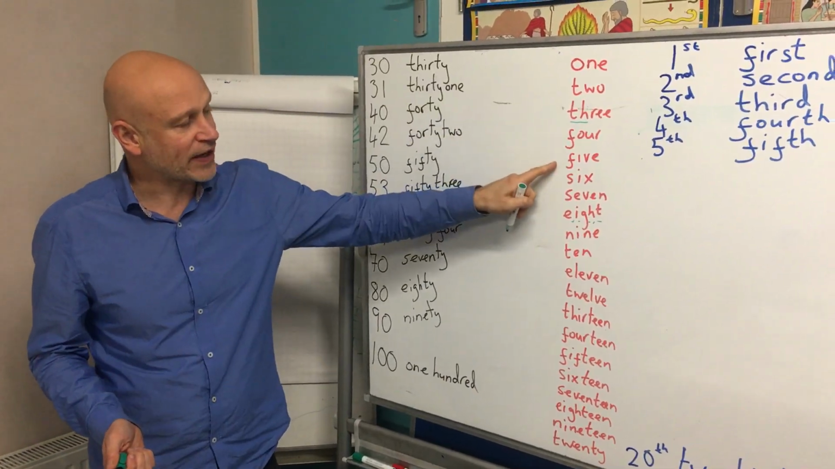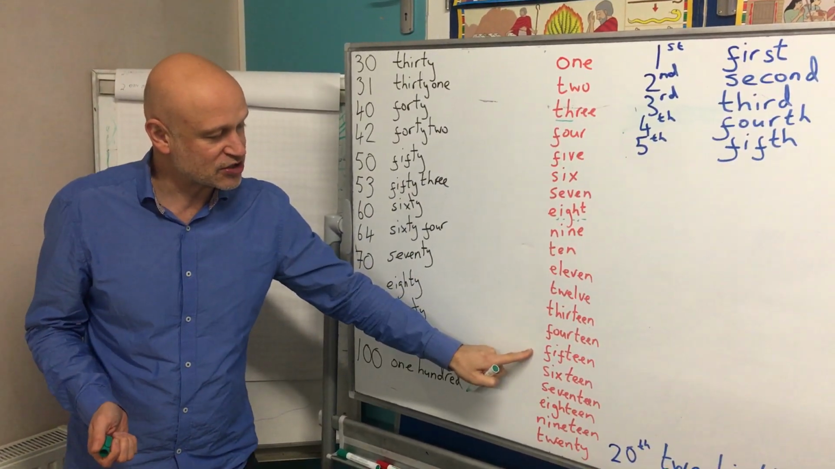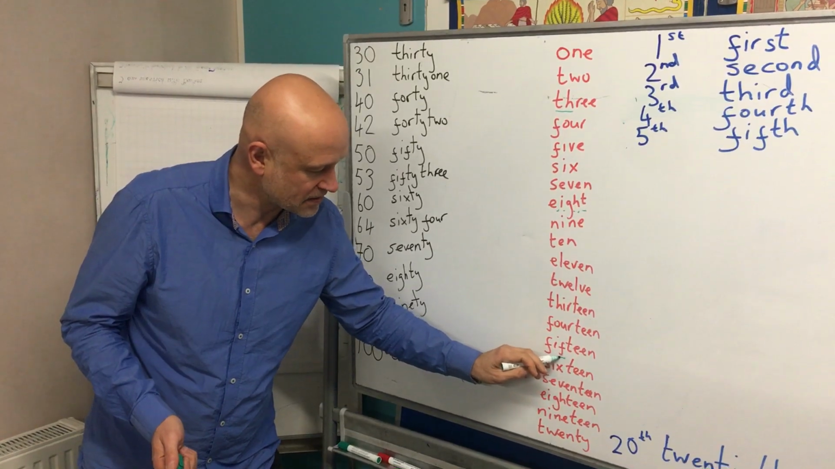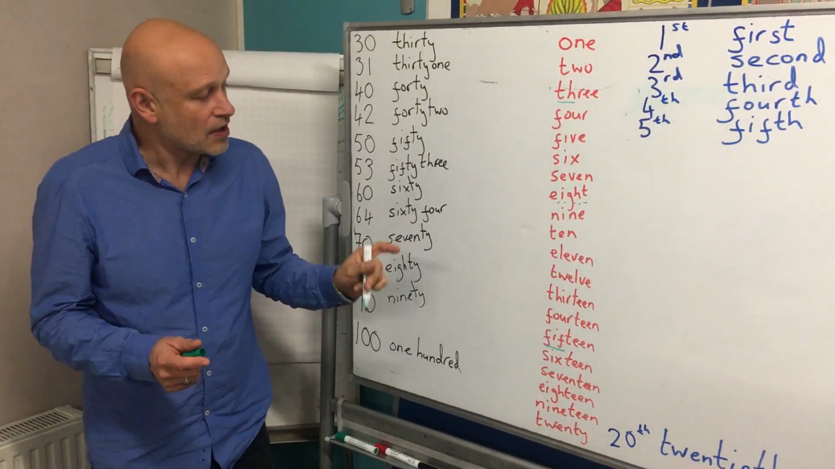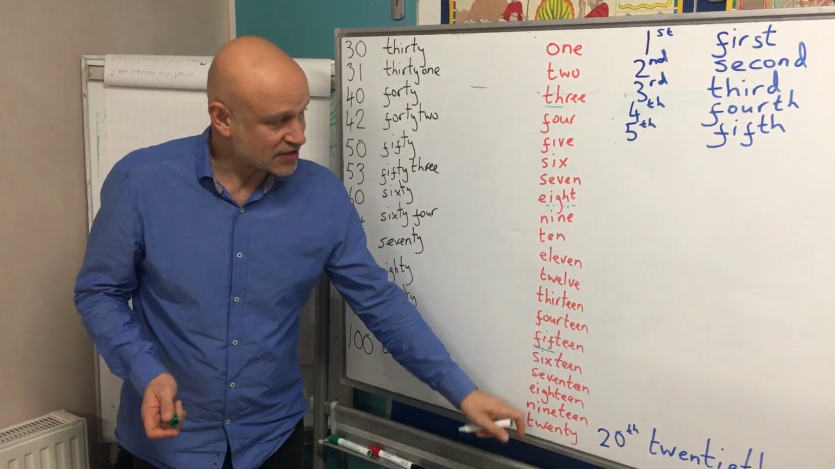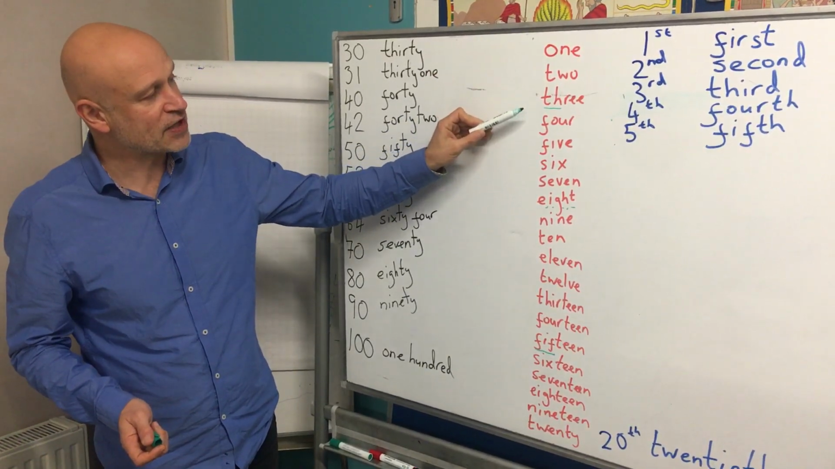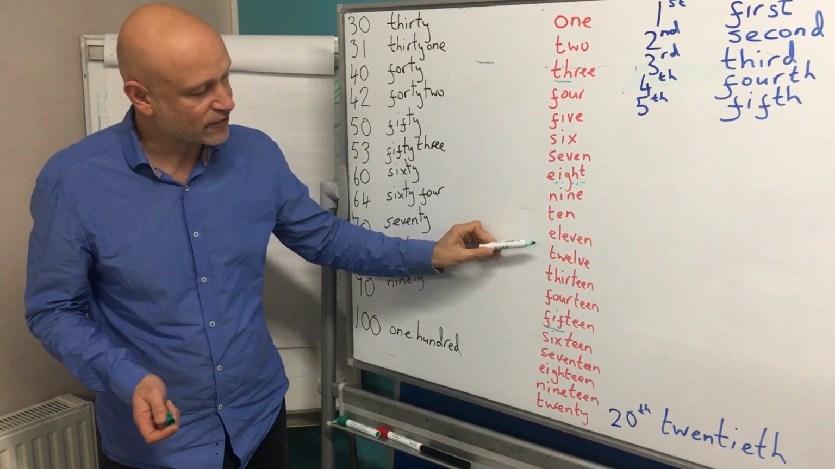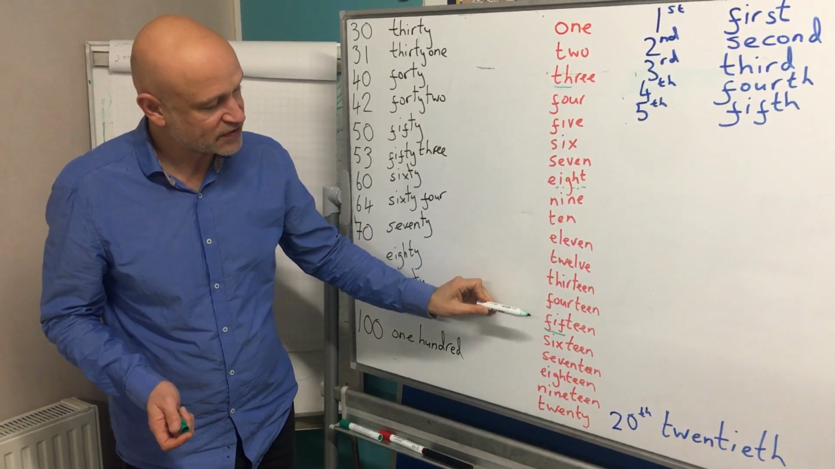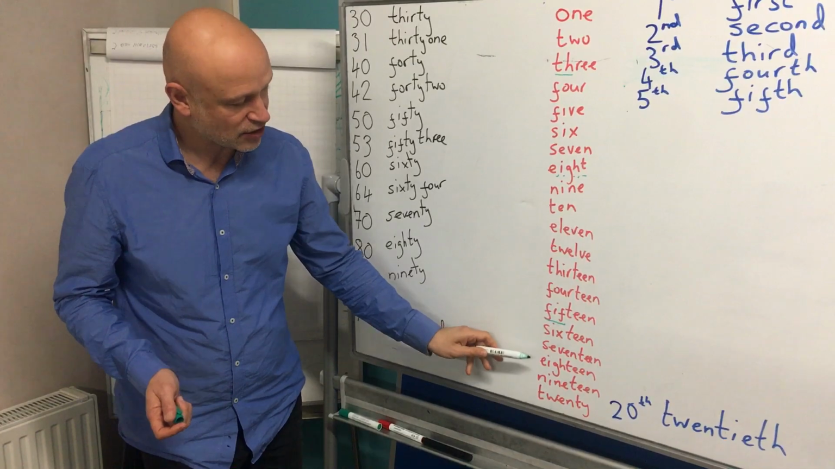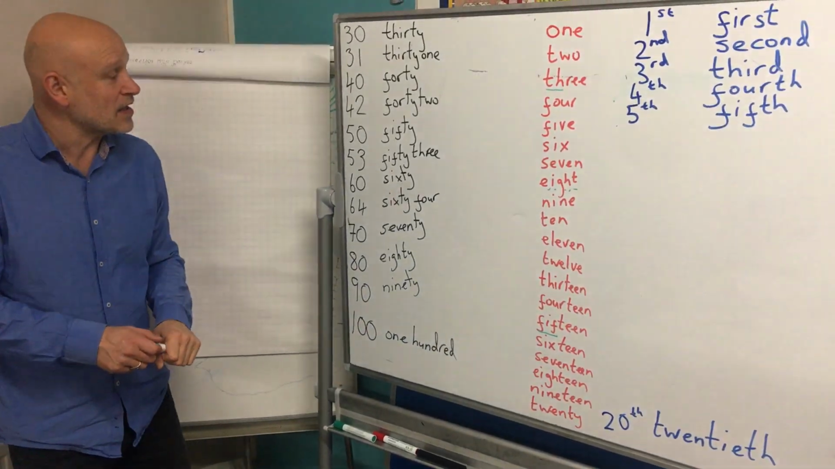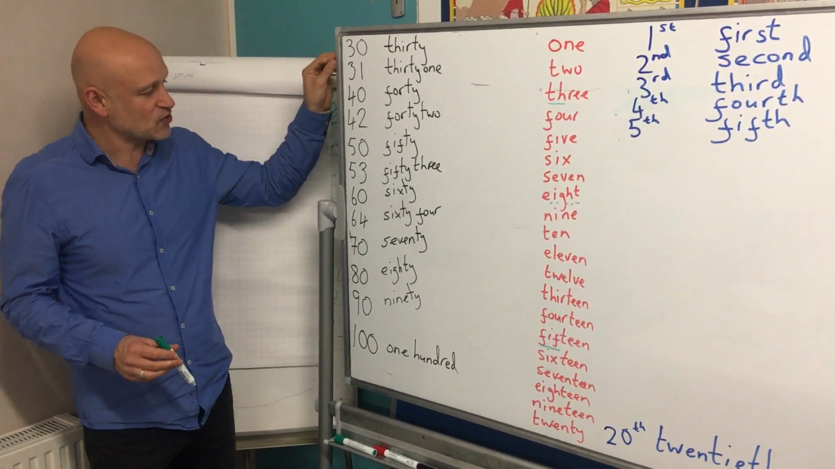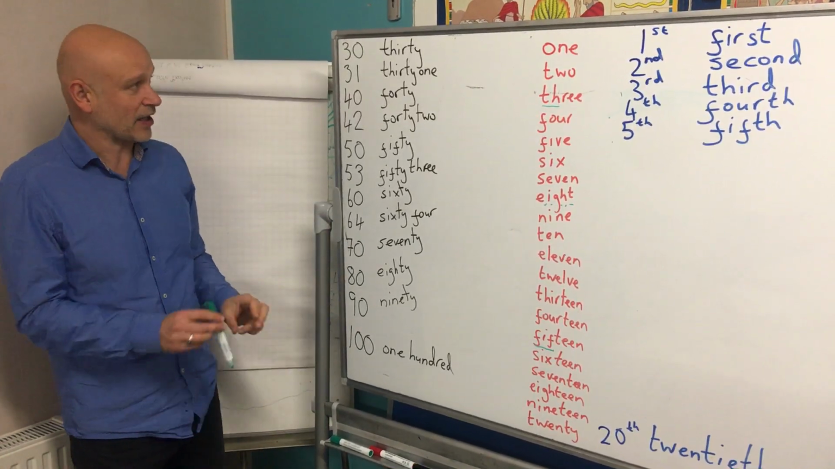Remember 5. When we get down here, it changes to 15. This is quite important. And 20 is spelled like this. 1, 2, 3, 4, 5, 6, 7, 8, 9, 10, 11, 12, 13, 14, 15, 16, 17, 18, 19, and 20. Then I asked you to see if you could learn these ones here.